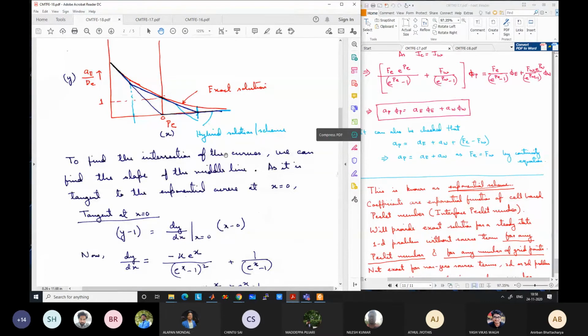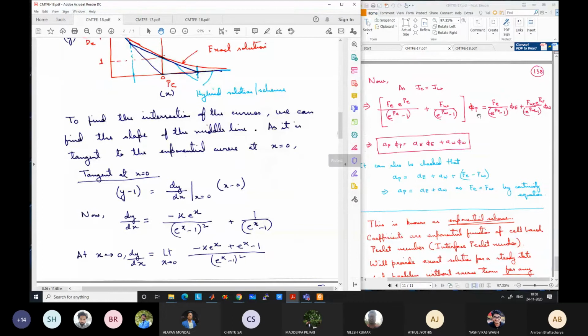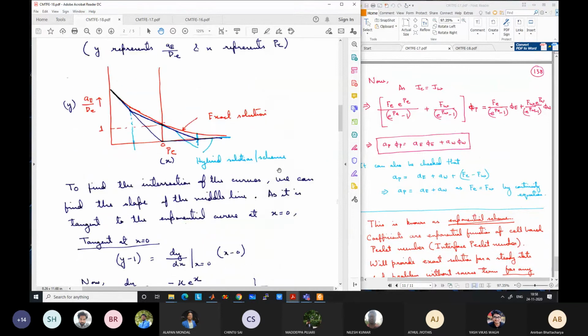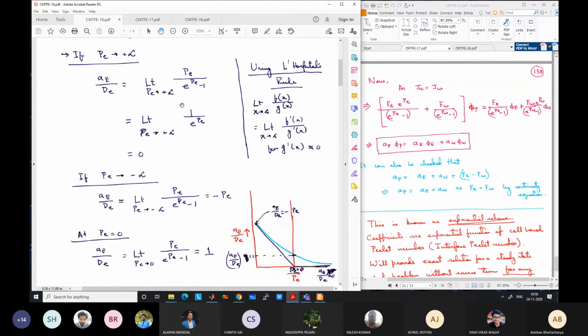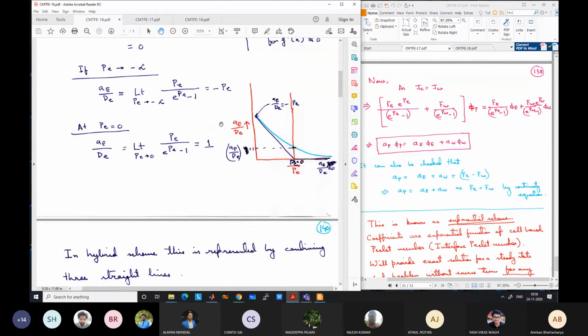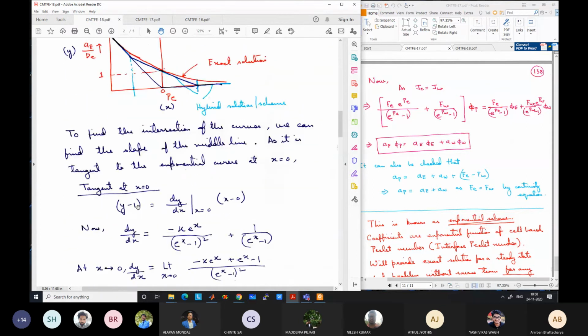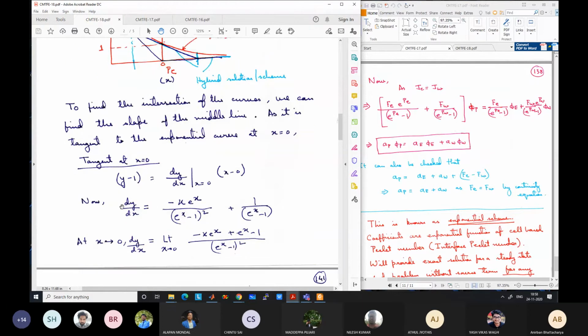So what was the exact solution? The exact solution is p by e to the power p minus 1. Or in terms of x, the exact solution is y equal to x by e to the power x minus 1. Okay, just writing in terms of x actually simplifies things. Y is a by d and x equal to p. So if we want to find the value of dy dx, we can take a derivative of y equal to x by e to the power x minus 1.